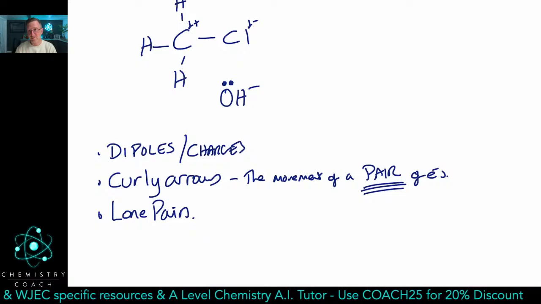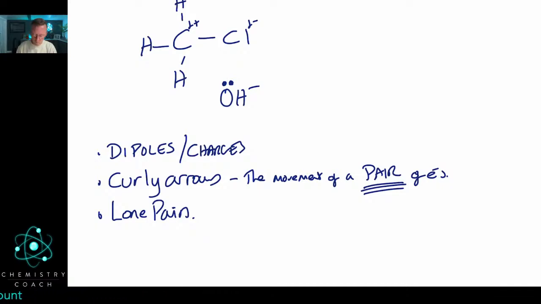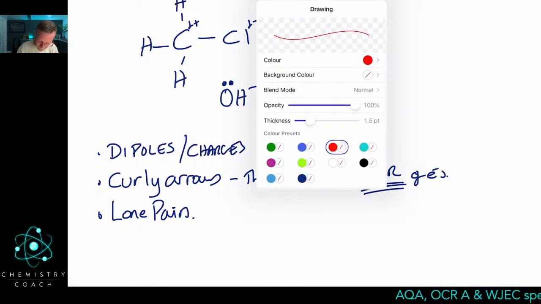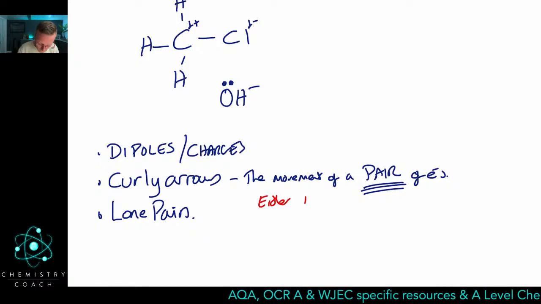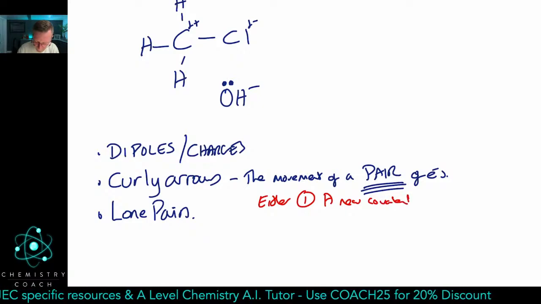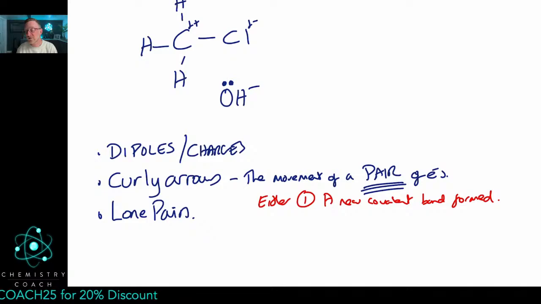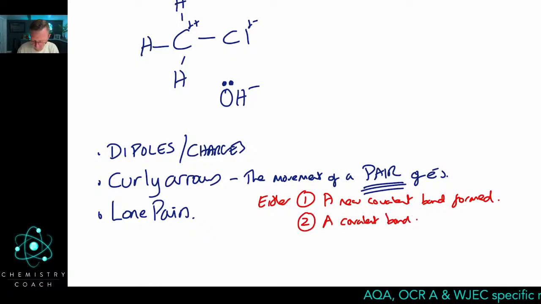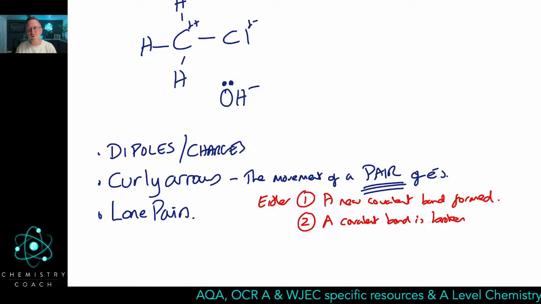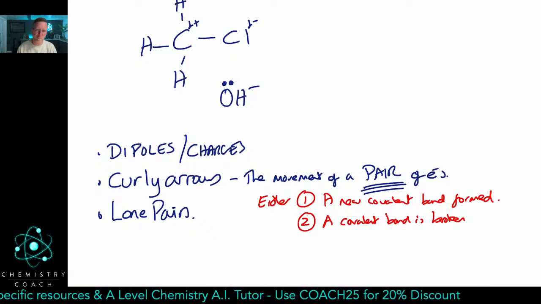It's the pair of electrons. And because it's a pair of electrons, one of two things is always happening when you draw a curly arrow. It's either one, a new covalent bond formed, so you're making a new covalent bond between two things, or a covalent bond is broken. That's the only two things that can happen when you draw a curly arrow. Either you're forming a new bond or you're breaking a bond.